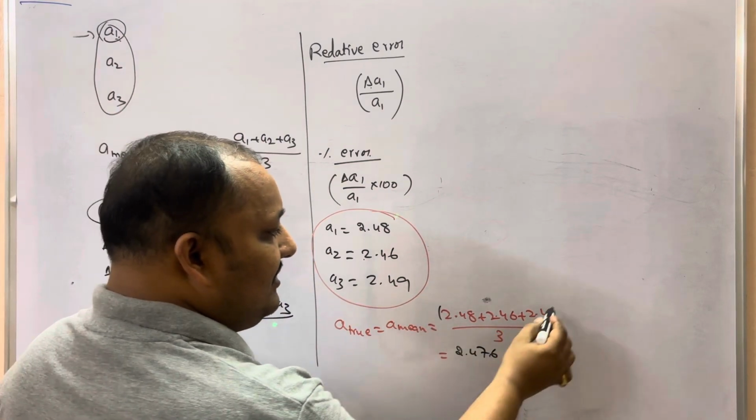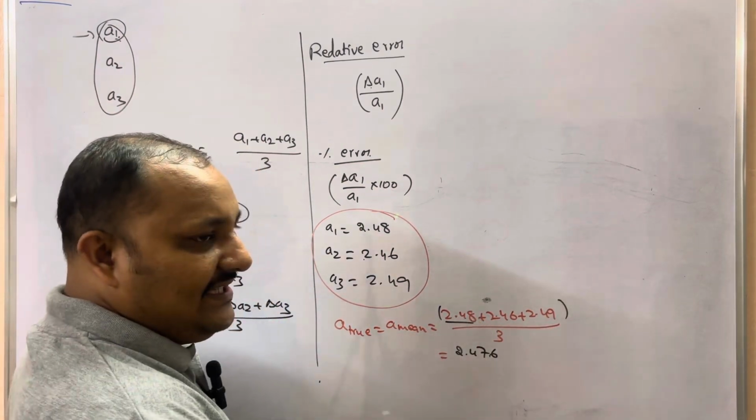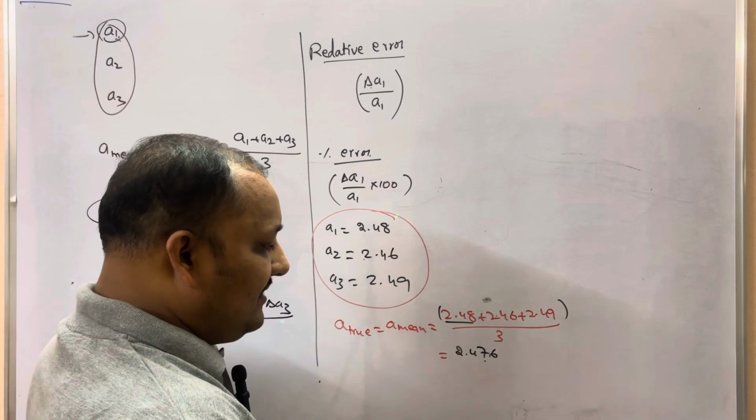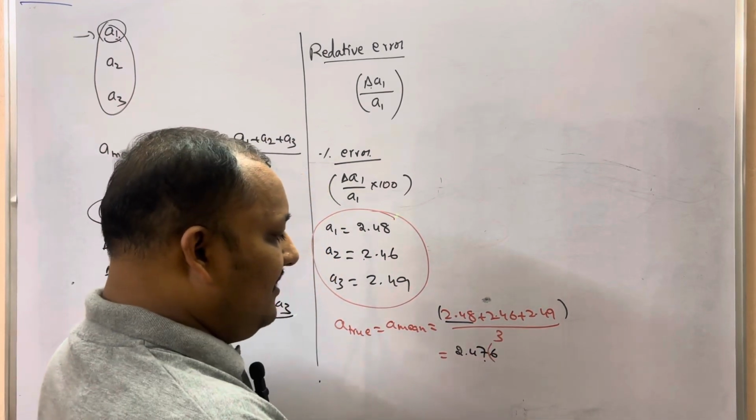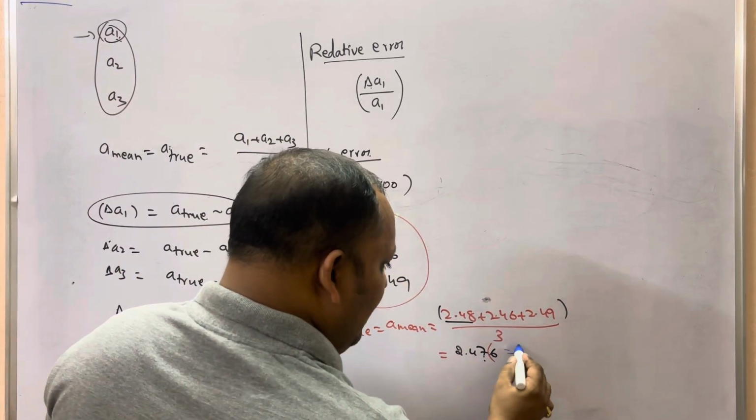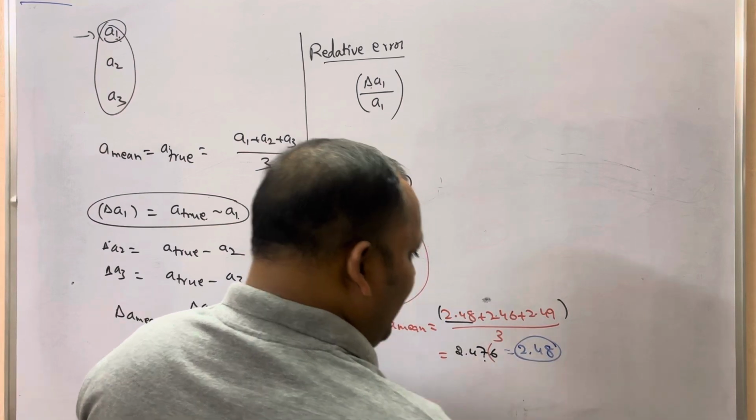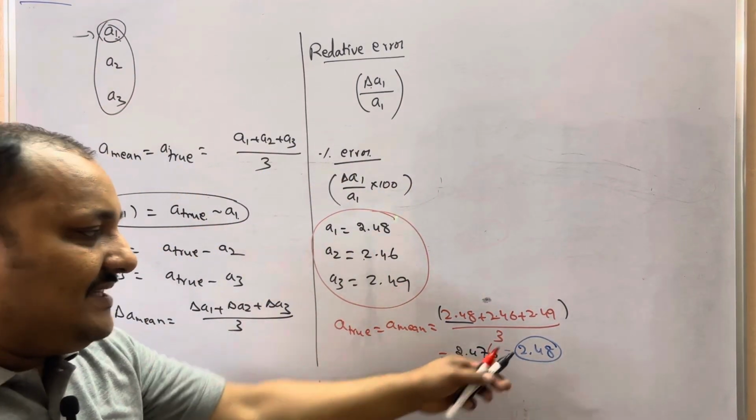2.476, according to significant digits: the given values have 3 significant digits, so the answer should also have 3. 6 is greater than 5, therefore 7 will be rounded up, giving 2.48. Already we discussed this. Now, this is the true value.